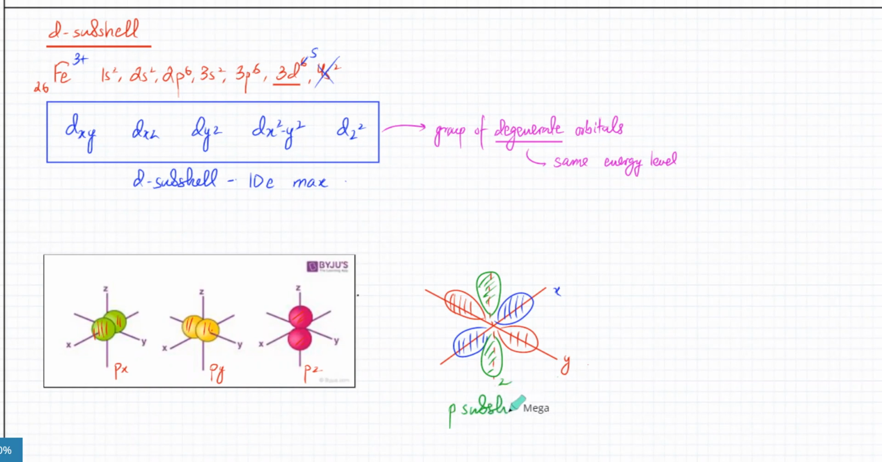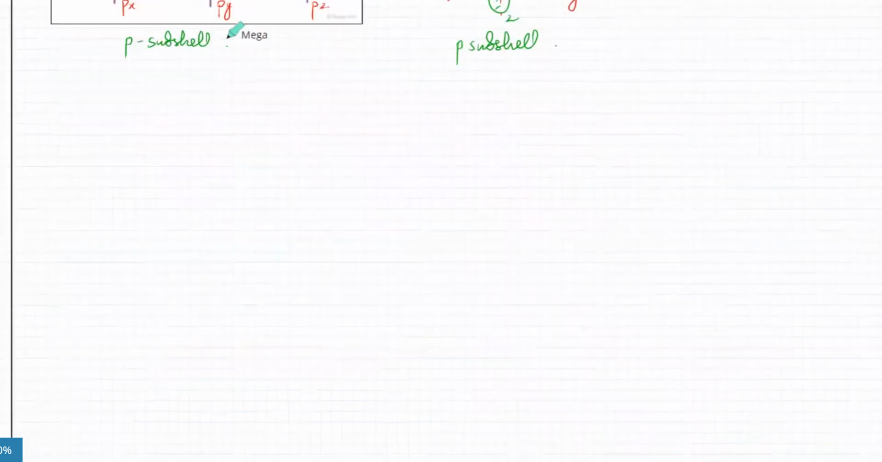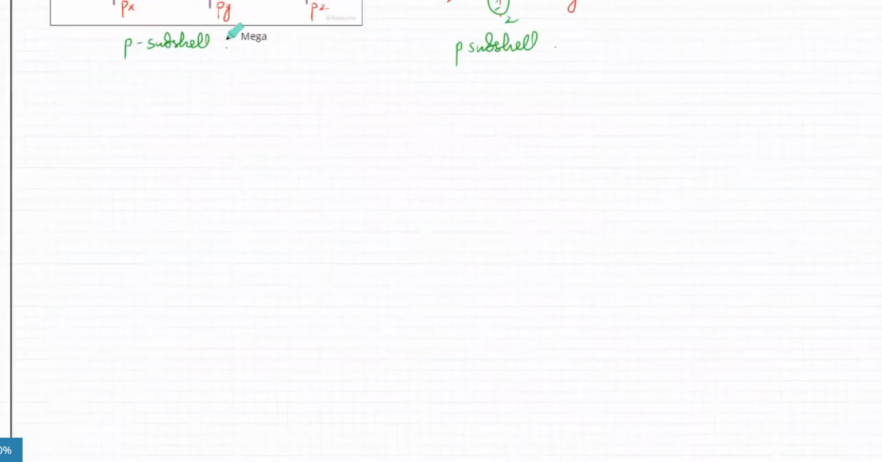Now a D subshell is no different. I mean, it's not that different. It's almost the same. Together, this is called a P subshell. So the D is kind of exactly the same, except that the negative charge is spread over 4 lobes.